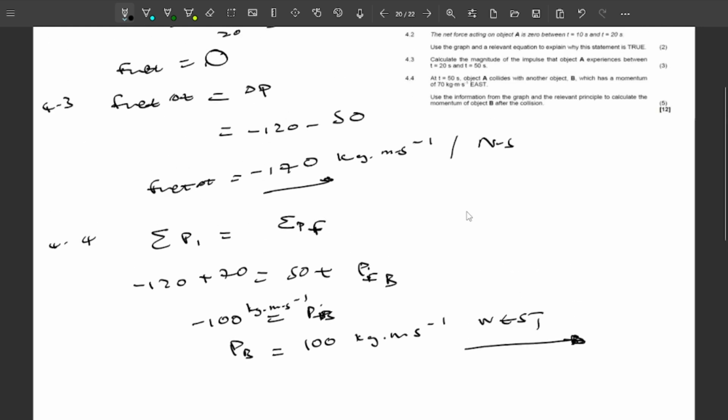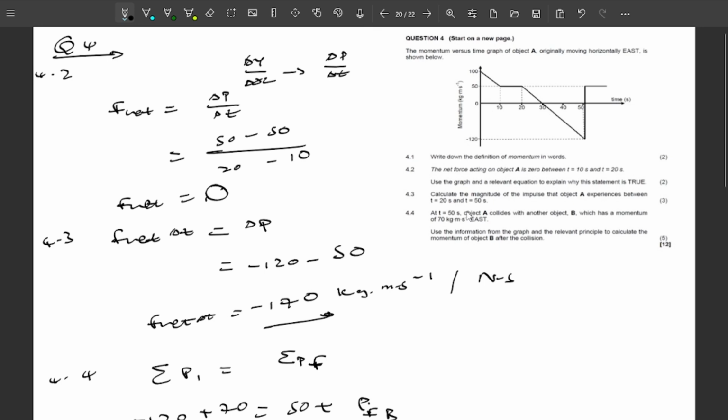Okay. Right, before I leave, let me clarify something. At t50, this is when there was a drastic change in the momentum. It went straight to 50, right? From negative 120 to 50. That's what happened. So during this t50, this is when the collision is occurring between object A and object B. So please don't get confused or not understand what I'm saying, right?